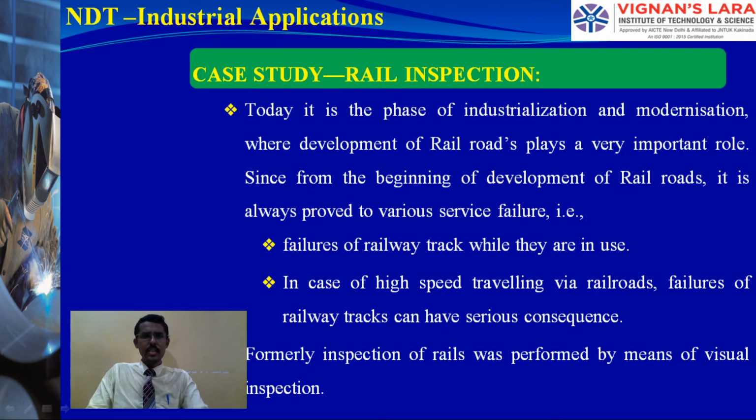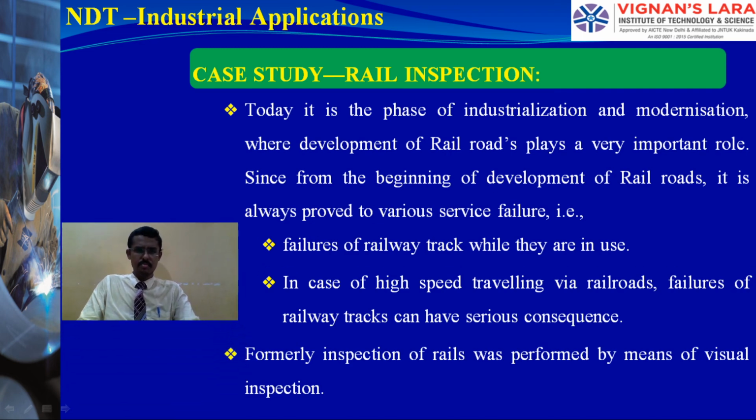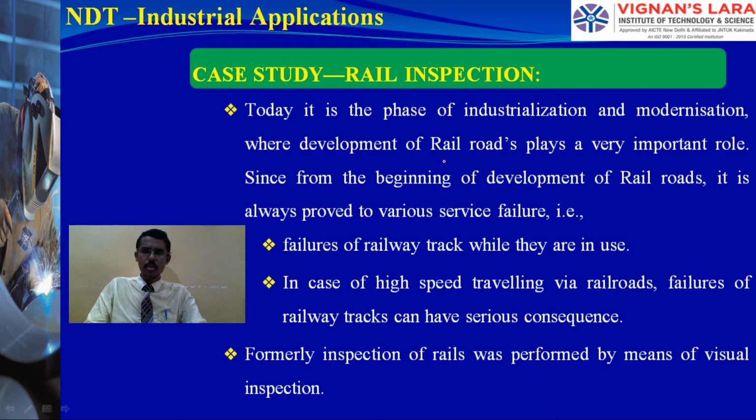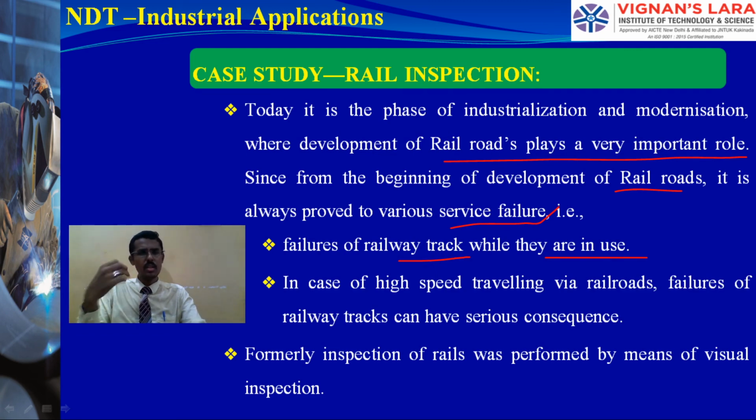Today is a phase of industrialization and modernization where the development of railroads plays a very important role. Since the beginning of the development of railroads, they have always been subject to various service failures. What are they? Failures in the railway track while in use. Maybe the failure happens in the railway track, the railway wheels, or the railway loading conditions. In case of high-speed travel via railroads, failure of the railway track can have serious consequences, damages and accidents.